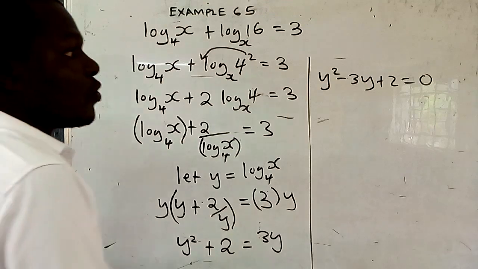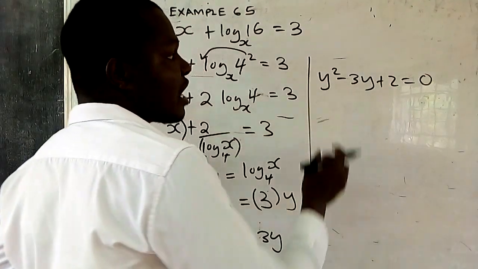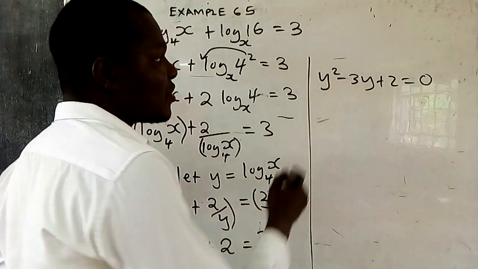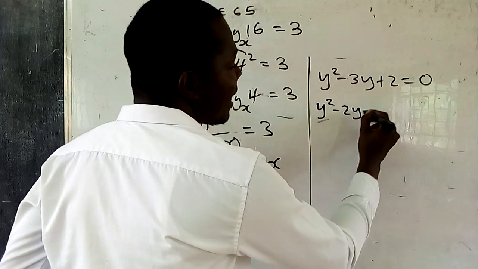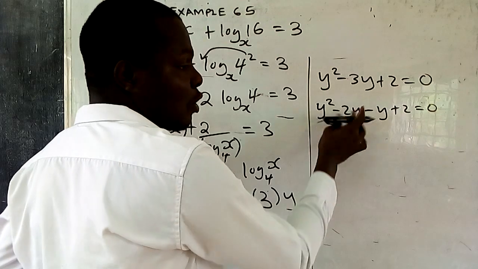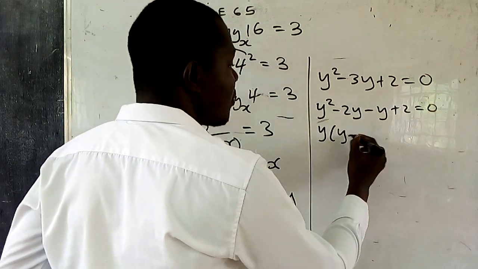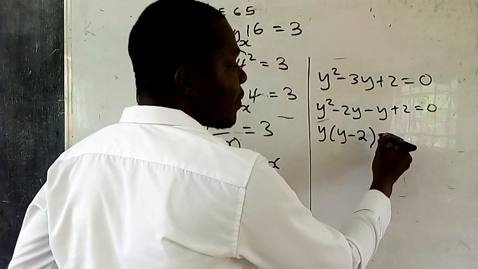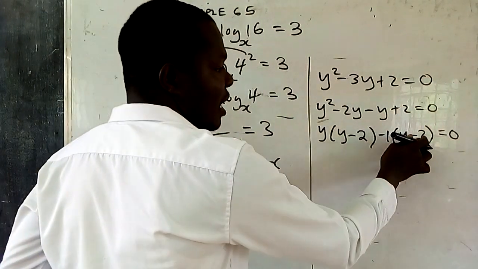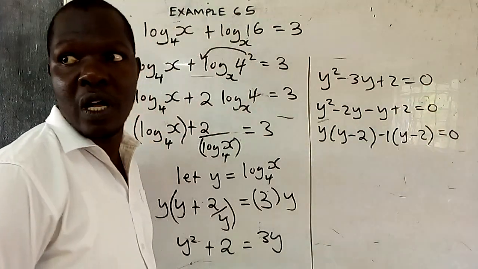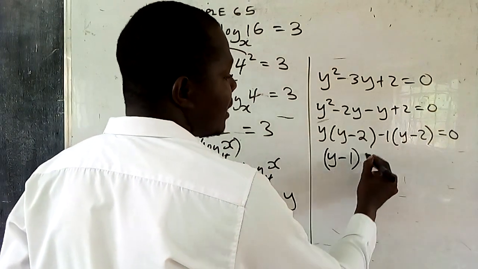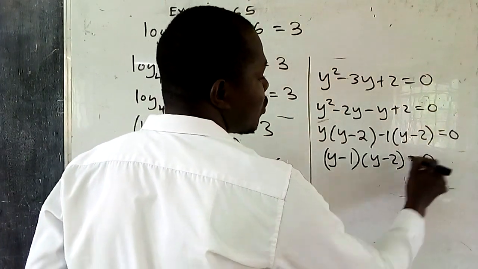So from there, can you use factorization? A product of 2 and a sum of negative 3. Yes, that is negative 2 and negative 1, isn't it? So this means you have y squared minus 2y minus y plus 2 if you use factorization, isn't it? So here y is a common factor. You remove y outside, you remain with y minus 2. Here negative 1, then you remain with y minus 2 equal to 0. Because negative 1 times negative 2, you get back to a positive 2. Are we together? So after that, what do we have? We have y minus 1 and y minus 2 equal to 0.